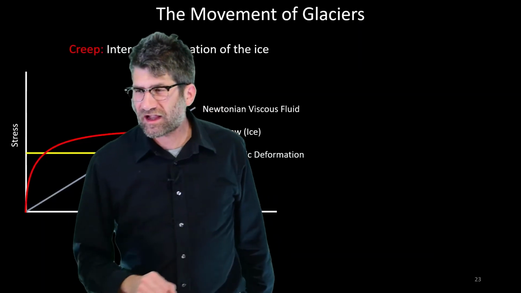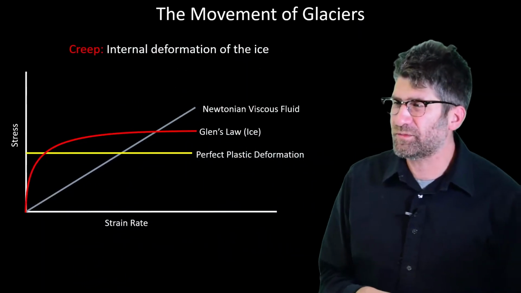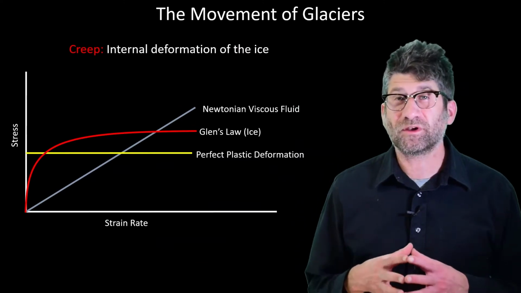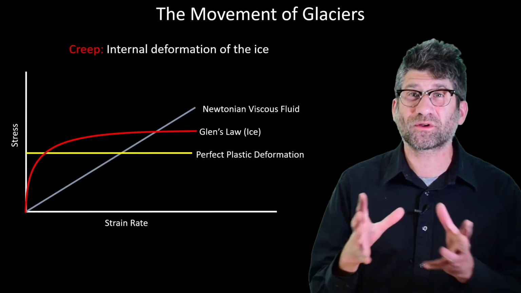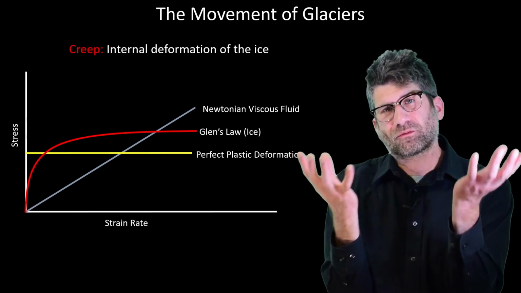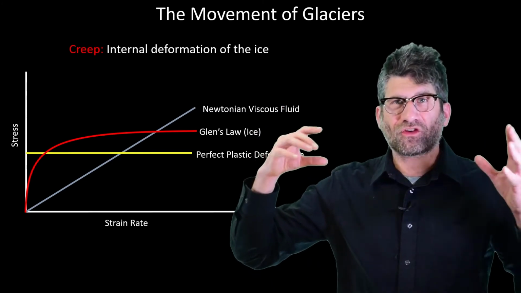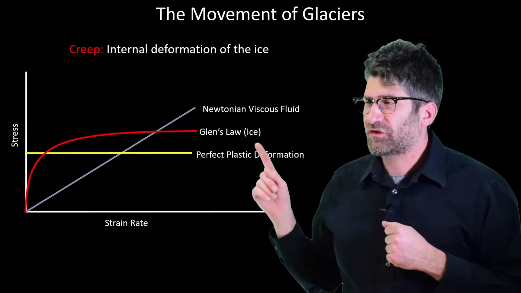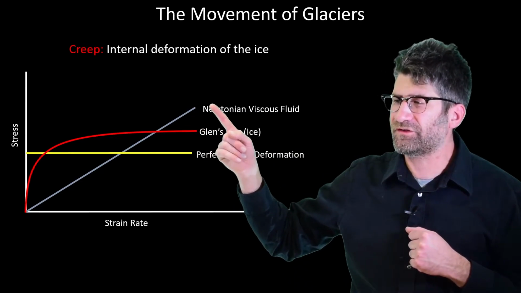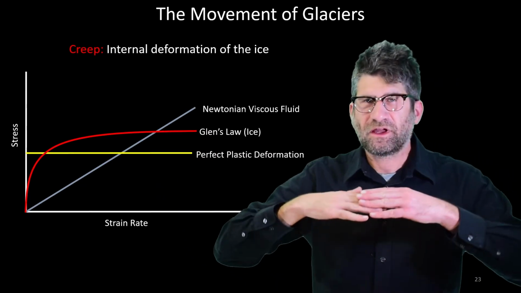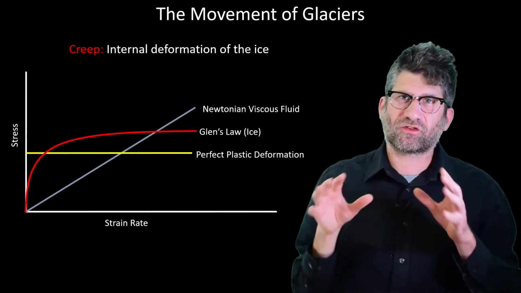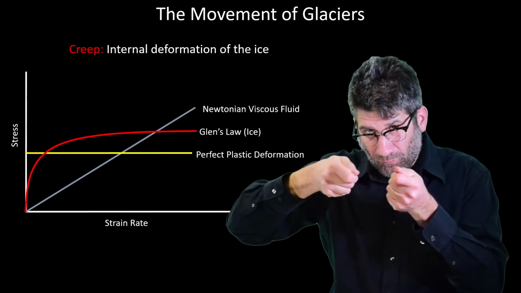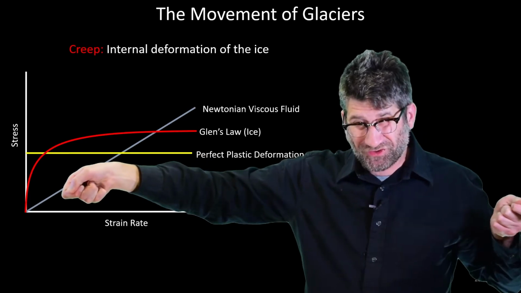Okay, let's move on to how glaciers move. So if we think about the movement of glaciers, we're going to think about this very similar to the way we thought about the debris flows. Remember, with debris flows, we were thinking about how that material moves with respect to stress and strain. So the stress is the force applied to the material, and the strain is how much it deforms. So remember, we talked about Newtonian fluids. So a Newtonian fluid has a linear relationship between stress and strain, that as you push on the material, it deforms at a rate that's linearly proportional to the stress.